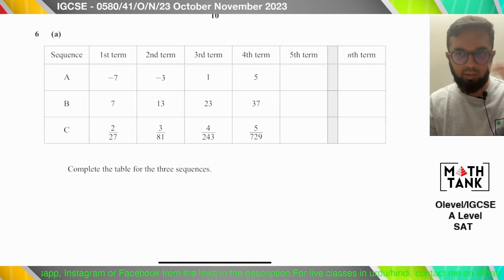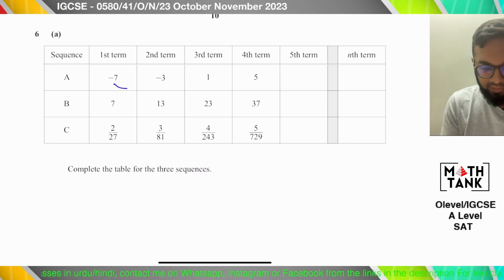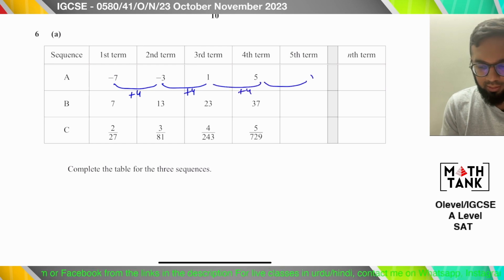The next question is on sequences. Let's start solving that. It's a sequence: first term, second term, third term. I'll complete the table for the sequences. Let's see what's happening here. I think there's a plus 4 happening. So that should be 9.